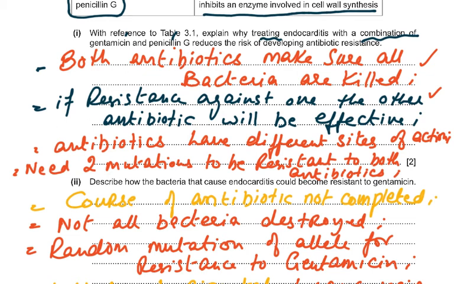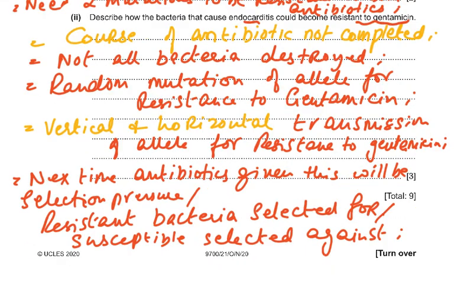Then it says describe how the bacteria that cause endocarditis could become resistant to gentamicin. So part 2 of the question was a little critical. It says describe how the bacteria that cause endocarditis become resistant to gentamicin. Course of antibiotic not completed, number 1. Not all bacteria destroyed. Random mutation of allele for resistance to gentamicin. So you see, mutation causes them to become resistant. So you've got to be very clear on this. How do they become resistant?